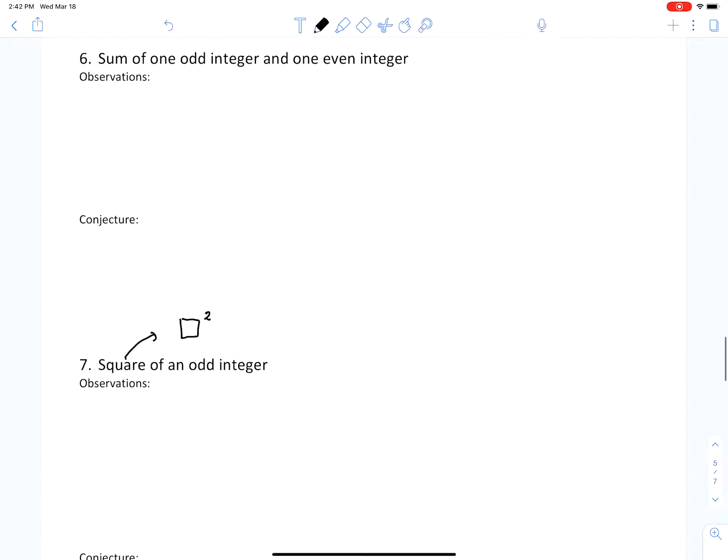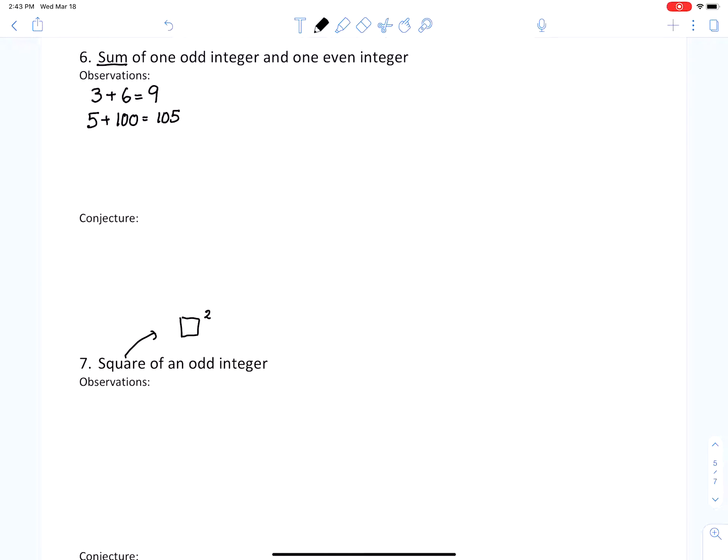The sum of one odd integer and one even integer. So I need to add one odd and one even integer. Let's take an odd integer, 3, add an even integer, 6. My result is 9. Take another odd integer, let's say 5, add another even number, which let's make it 100, and this is 105. If I take 7 plus 22, I get 29.